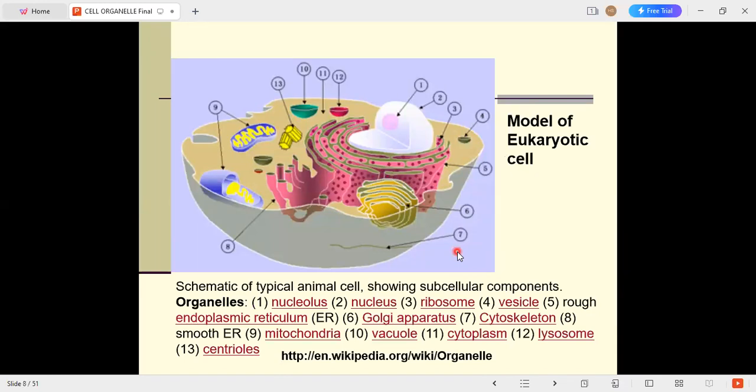So this is the model of a eukaryotic cell. Here you can see the nucleolus, the nucleus, ribosomes, vesicle, rough endoplasmic reticulum, the Golgi apparatus, vacuoles, cytoplasm. This is the cytoplasm, lysosome, centrioles.